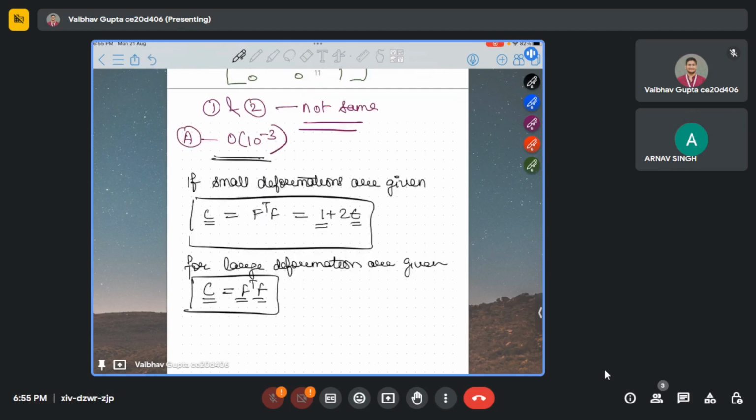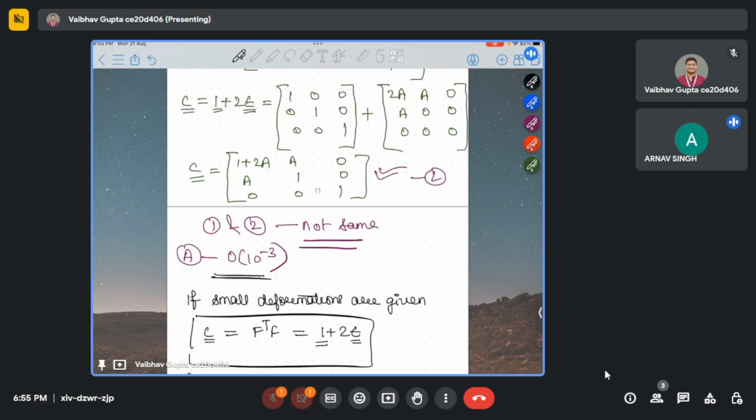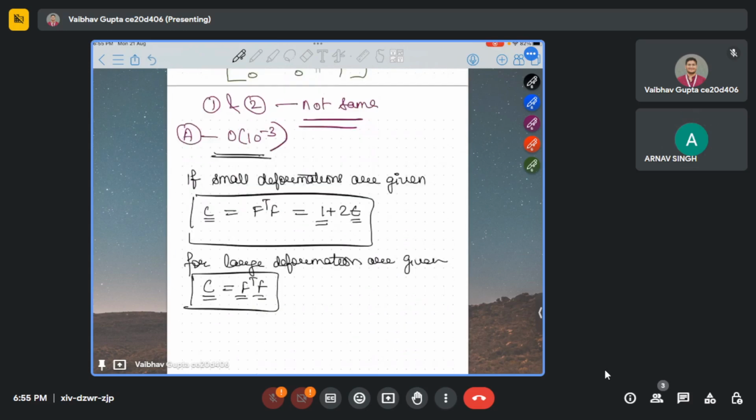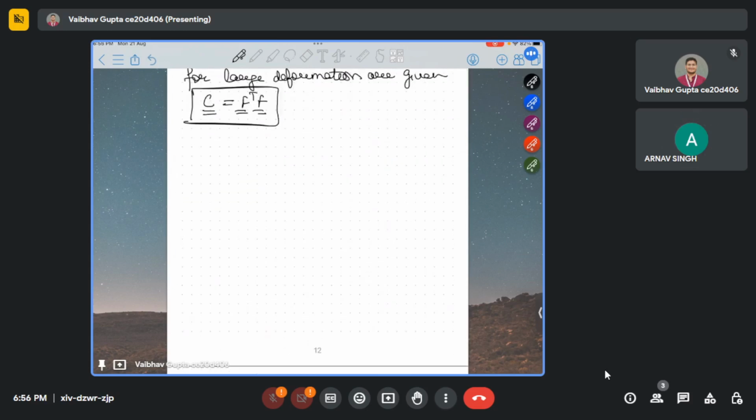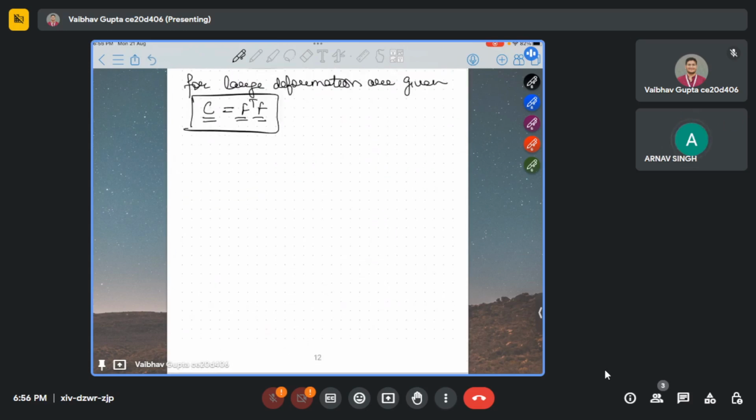I have told you with the help of an example also. So now you can calculate C also. Why do we want C? We'll see now. See, now we have to find the change in length.